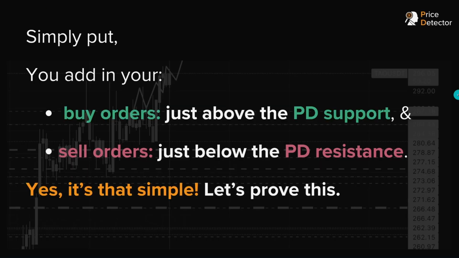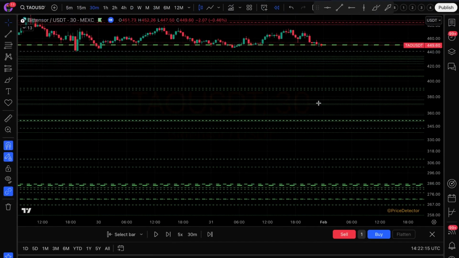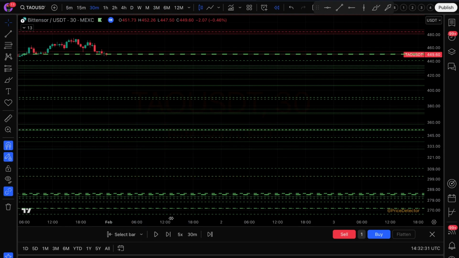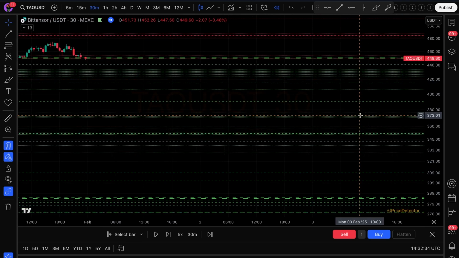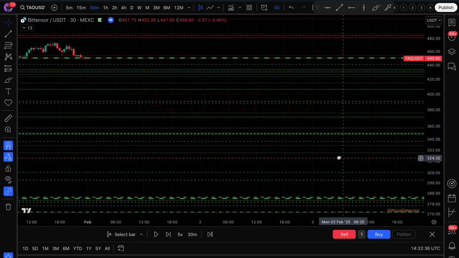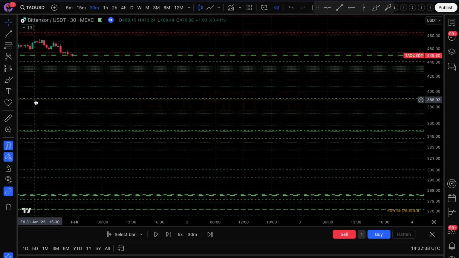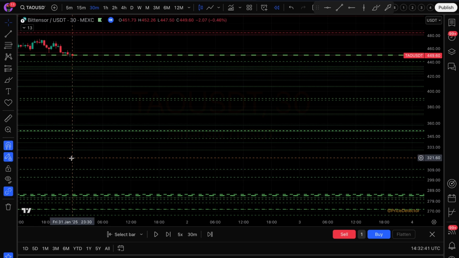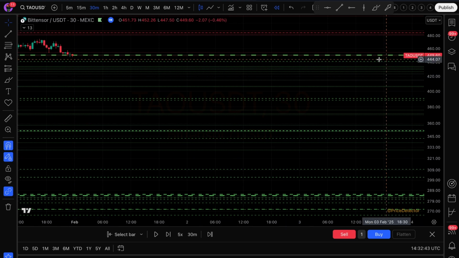Simply put, you just add in your buy orders just above PD support and sell orders just below the PD resistance. Yes, it's that simple. Let's prove this. Let's see a bar replay on the Tau chart. Let's say you enter in and look at Tau price currently. Let's say we're on the 1st of Feb and you see Tau price at the 449 mark.